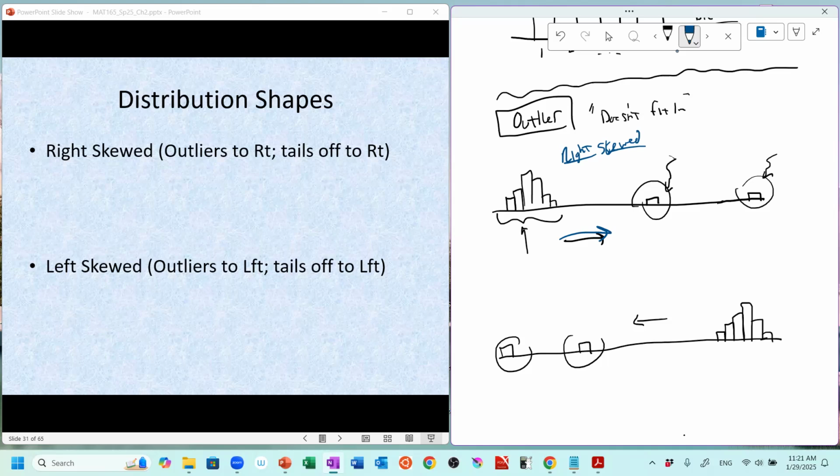And likewise, if I have my outliers off to the left, we will call that left skewed.